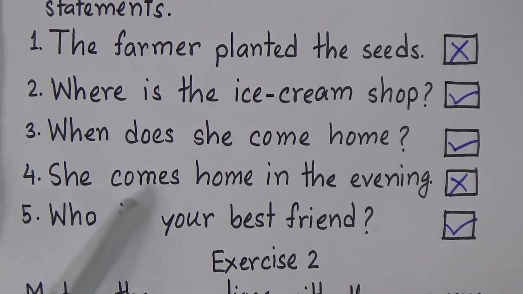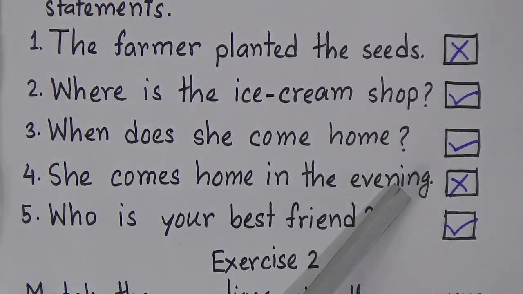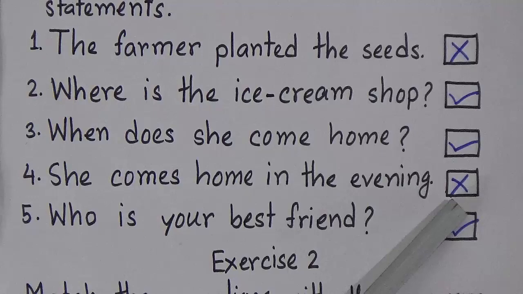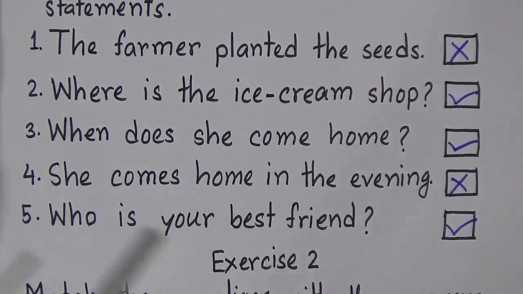And number 4, she comes home in the evening. So it's a statement. So what will we give here? We give here a cross. And number 5, who is your best friend? It's a question, so we give here a tick.